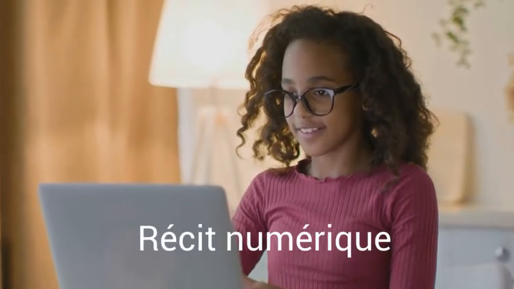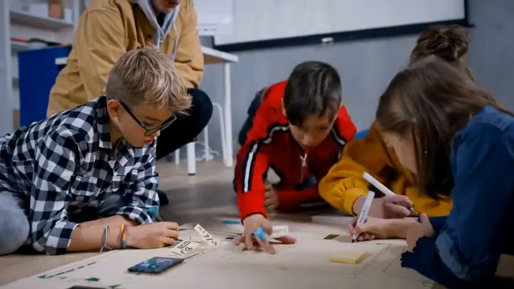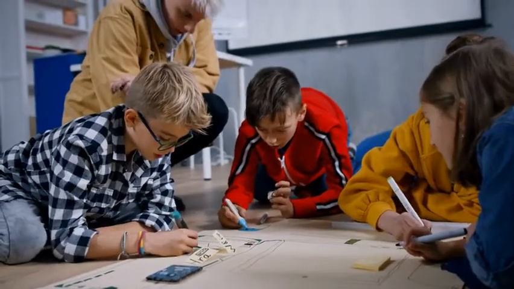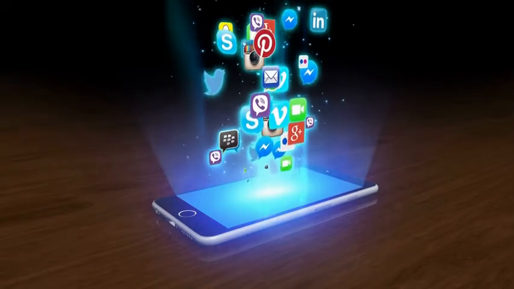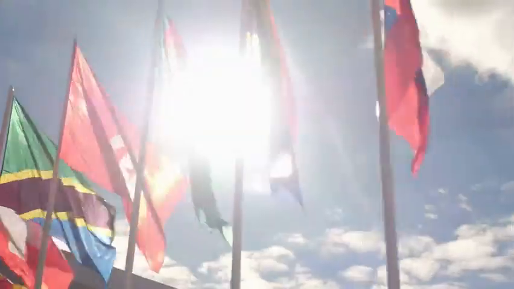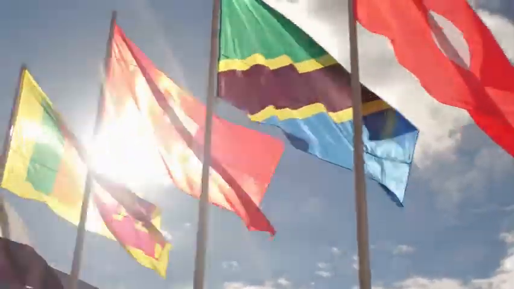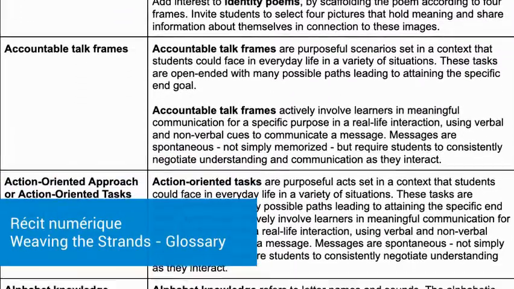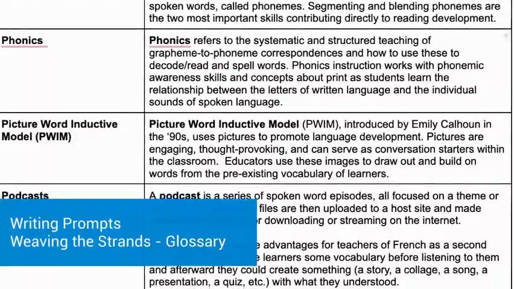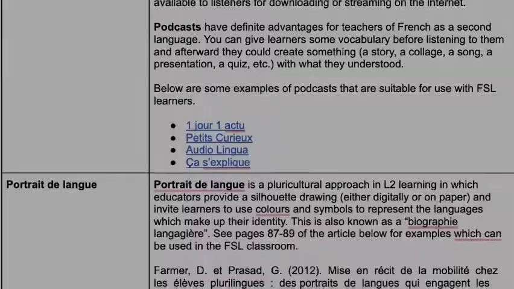This would take the form of a récit numérique, as found on ideo.org. The aim of this activity is to increase the learner's sense of belonging to the French language and encourage learners to be responsible digital citizens. Here, learners are ambassadors of the francophonie and models for personal development. Examples and resources of portraits de langue and récits numériques can be found in the glossary and will be revisited in more detail later on in this module.